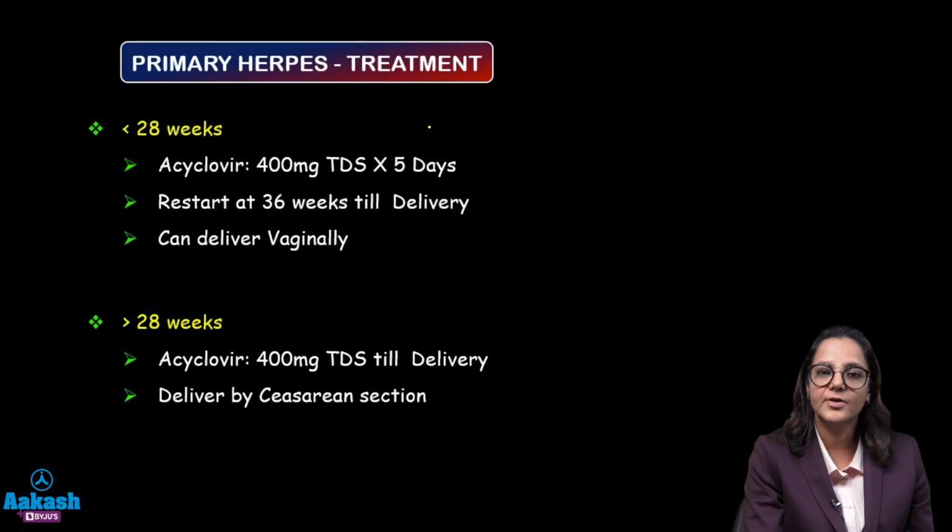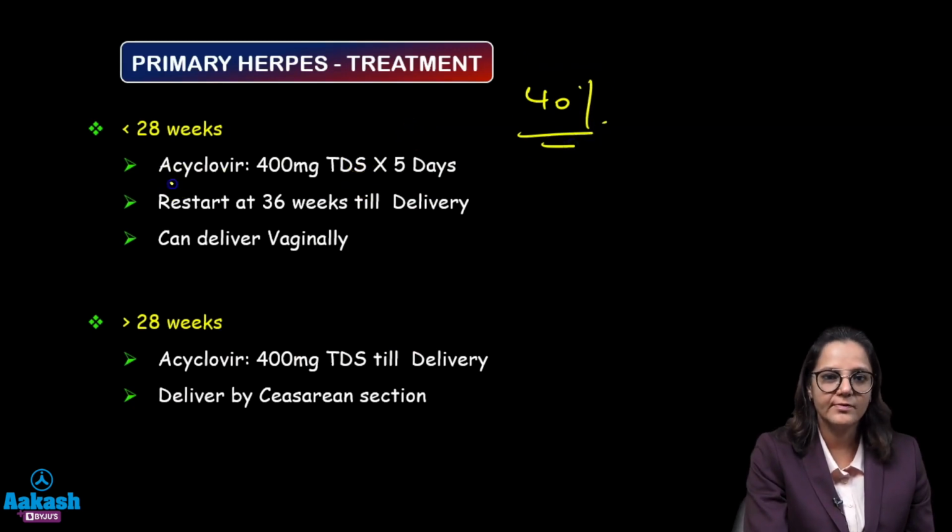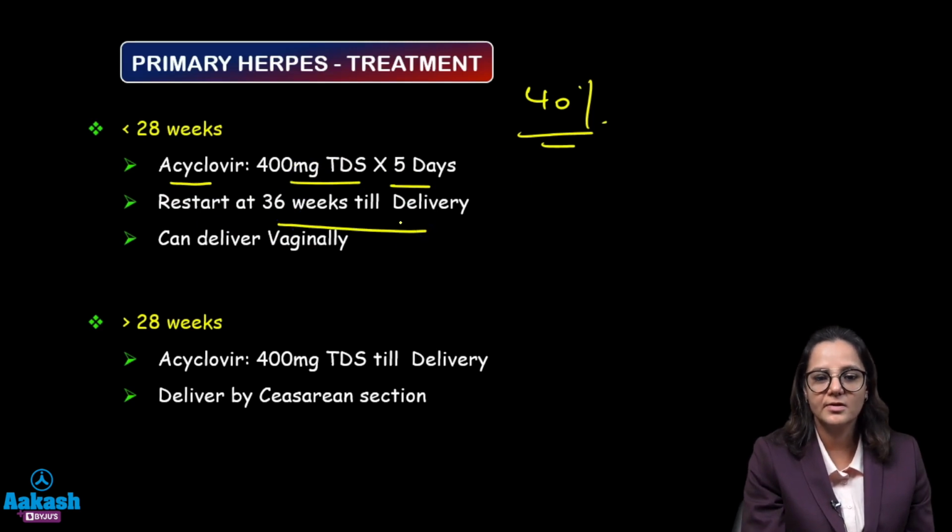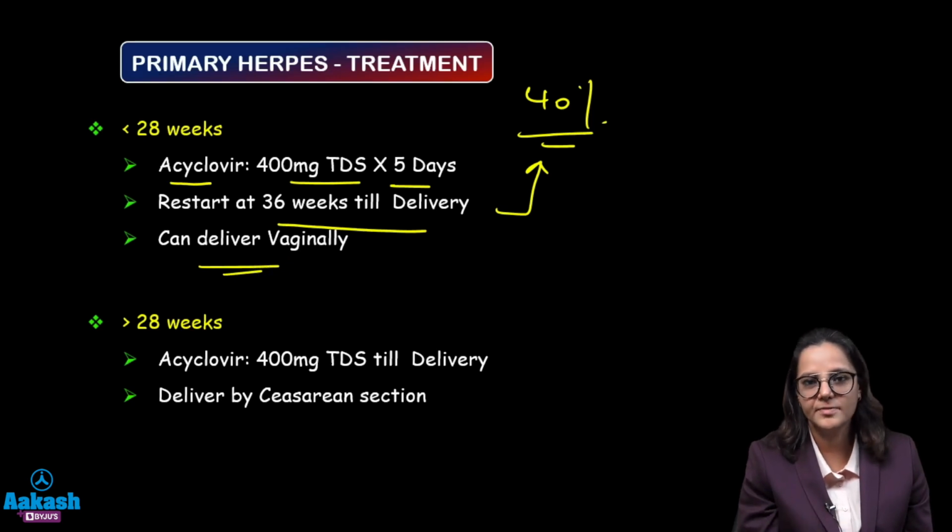Let's first discuss the treatment of primary herpes when the mother has gotten the infection for the first time and the risk of fetal transmission is 40%. So if the infection is less than 28 weeks, we will give her acyclovir 400 milligram thrice a day for 5 days, okay, and restart it again from 36 weeks till delivery because the fetal transmission is really very high and we need to protect the baby. The patient here can deliver vaginally because by this time the mother would have developed some immunity.